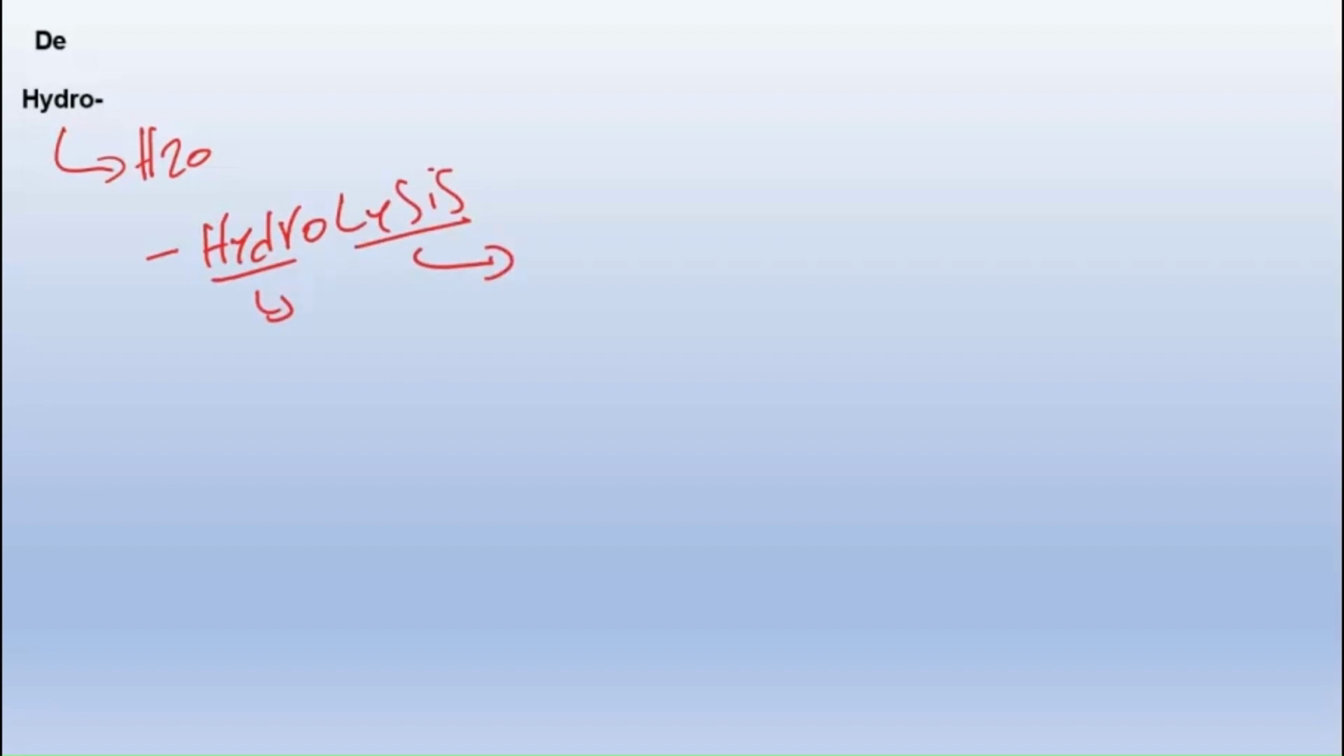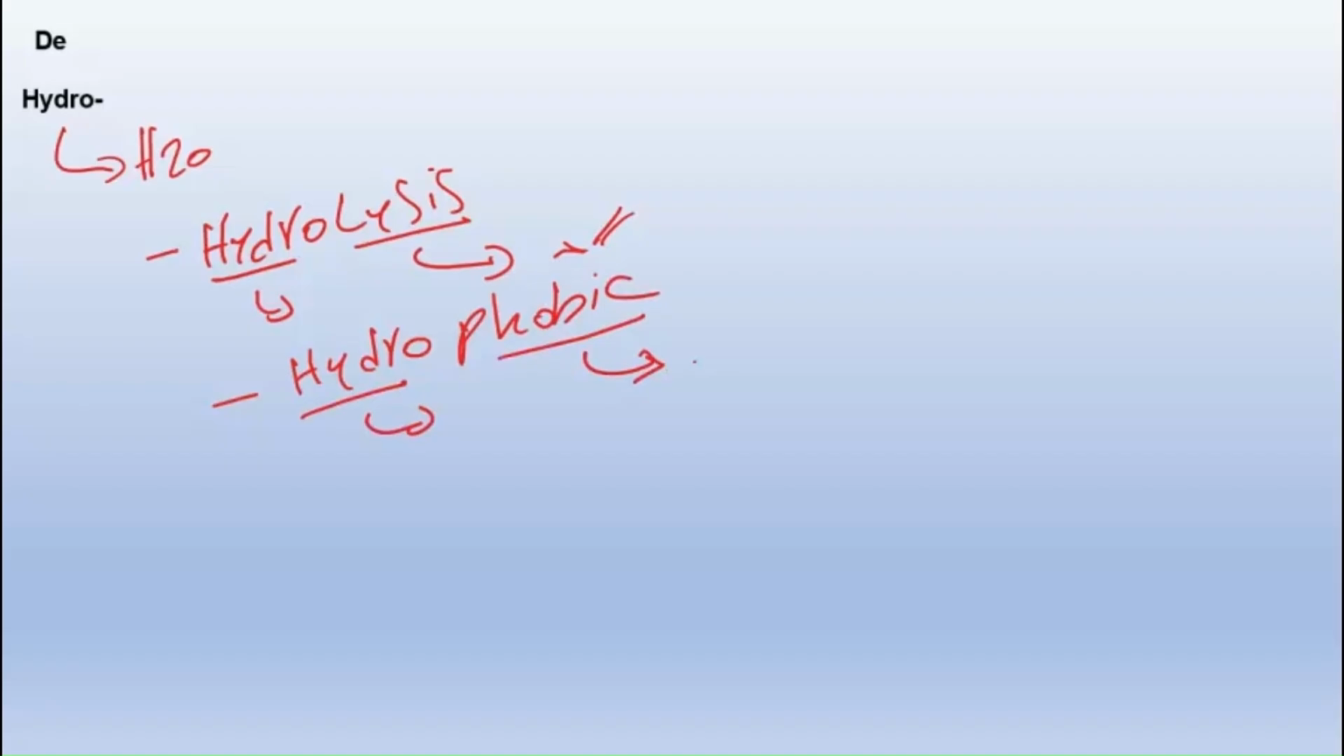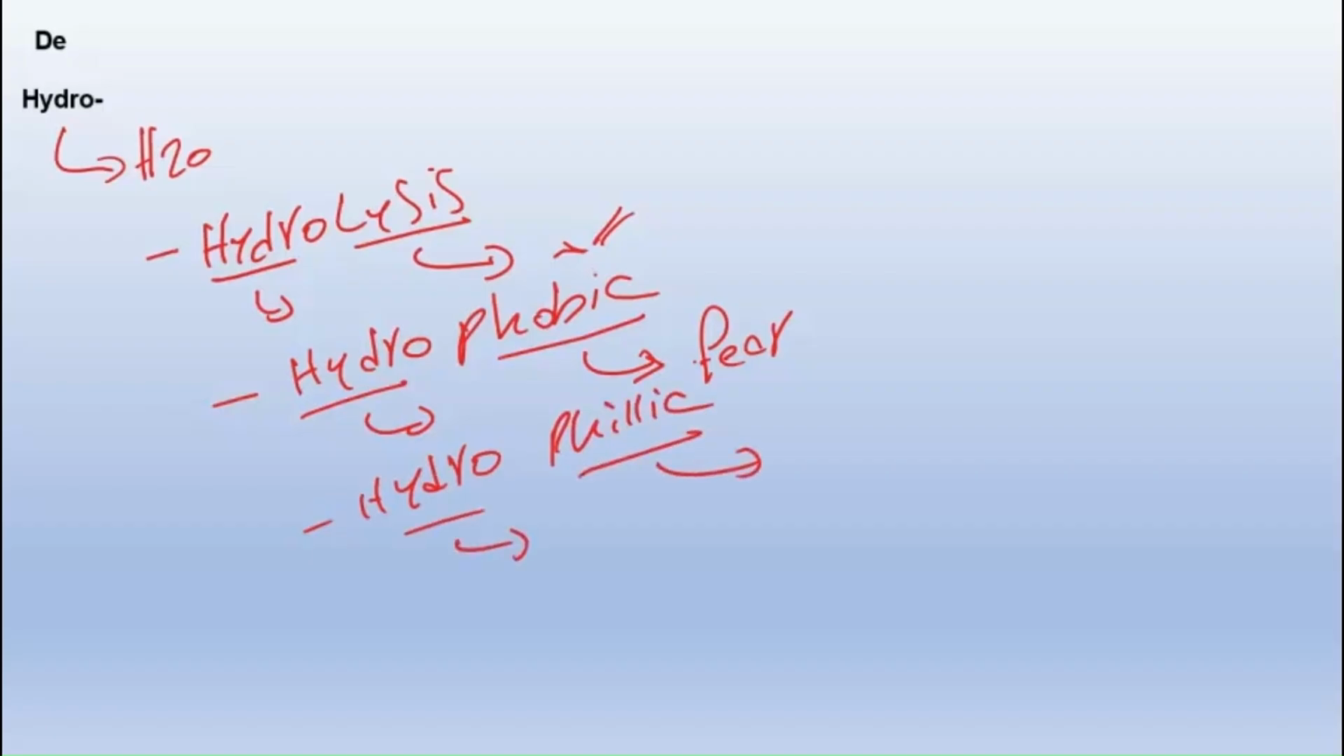Okay, hydro. As we talked about, hydro simply means water. Things like hydrolysis, for instance. Hydro means water, lysis means to break something. So that is hydrolysis. Hydrophobic, for instance. Hydro means water, phobic comes from the word phobia, which simply means fear. Hydrophilic: philic means loving, hydro means water, so it loves water. Hydrotherapy, for instance. So hydro is water, therapy is treatment, so treatment using water.